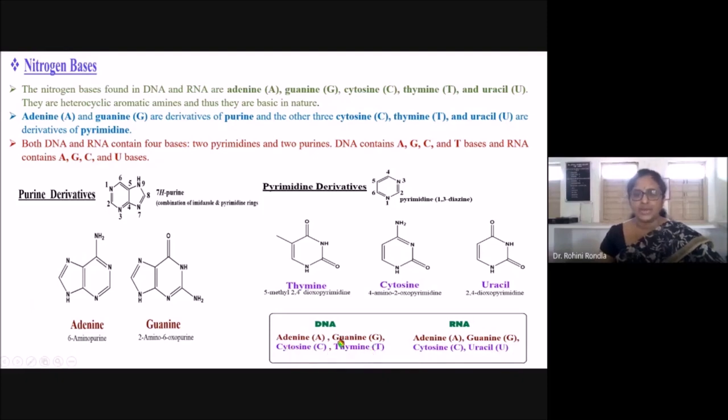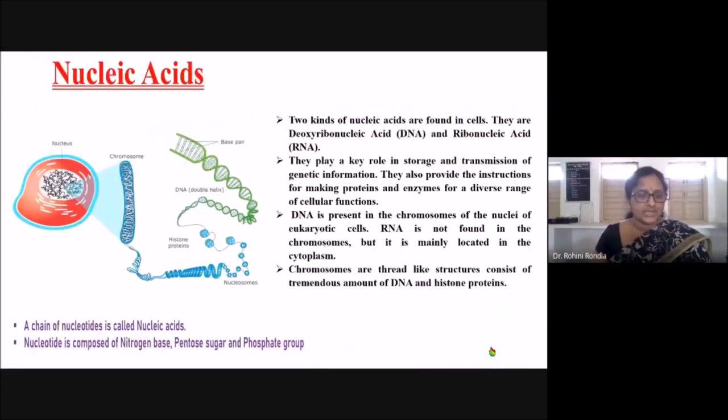See, adenine, guanine, cytosine are common in both nucleic acids, right? But in DNA thymine is there, but in RNA, in the thymine place, uracil is there. Okay, this is about nitrogen bases. Simply remember: pyrimidine derivatives, remember CUT. C cytosine, U uracil, T thymine. Okay, easy to remember. Next, see here, nucleotide is composed of 3 components: nitrogen base, pentose sugar and phosphate group.